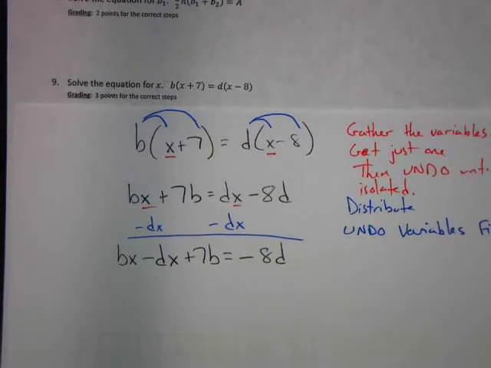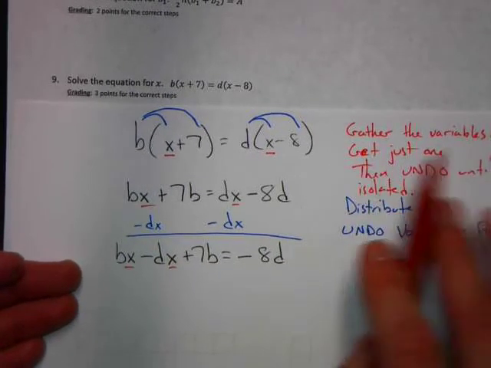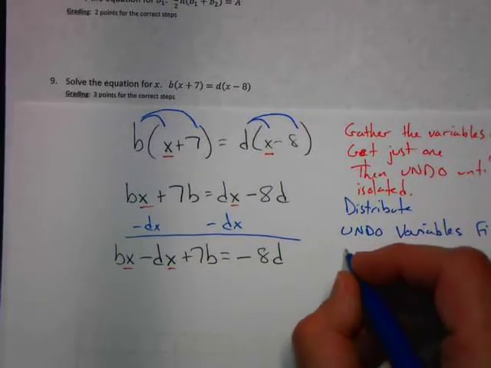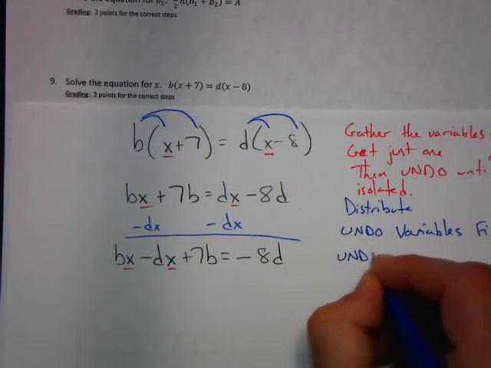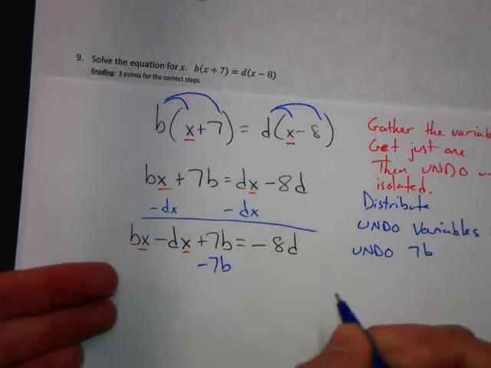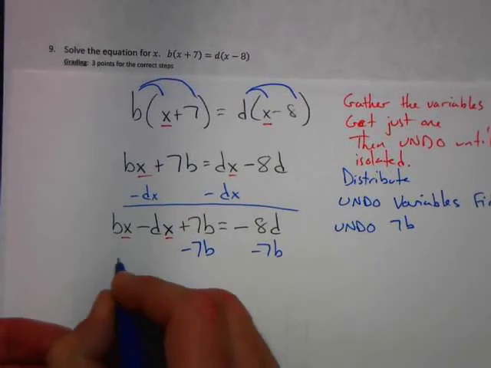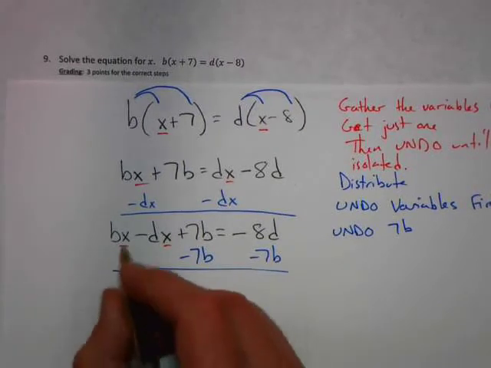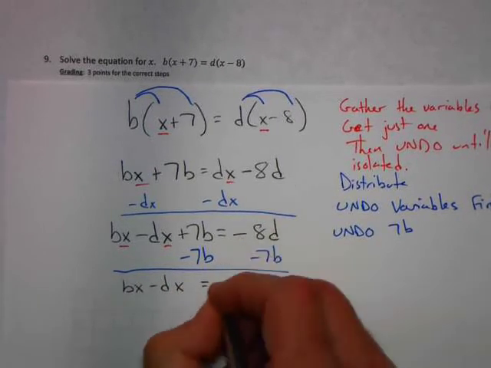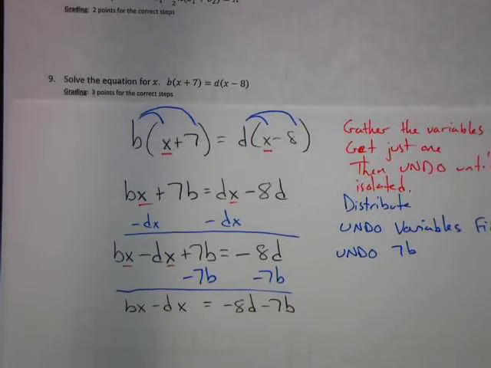And so, again, I'm keeping my eye on the variable. We want to gather the variables together and get just one. So I have my variables together, but there's that plus 7b. Let's get that out of there because my variables aren't alone. So now I have to undo 7b. And how can we undo 7b? We simply take it away. So if I'm going to take 7b away from the left, I will take 7b away from the right. Now let's see what I have left. There's bx minus dx. And then I have negative 8d minus 7b. I can't combine them, so I'll just read them out loud, and that's what I'll have left.